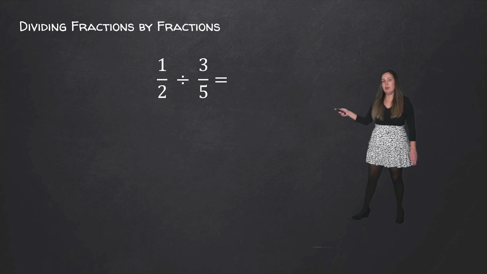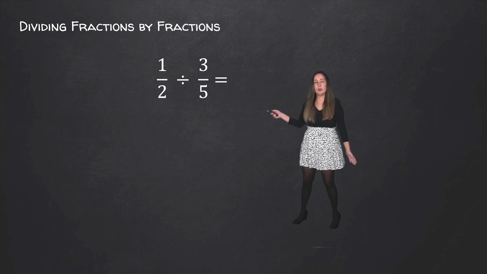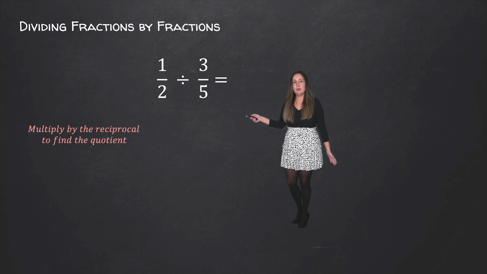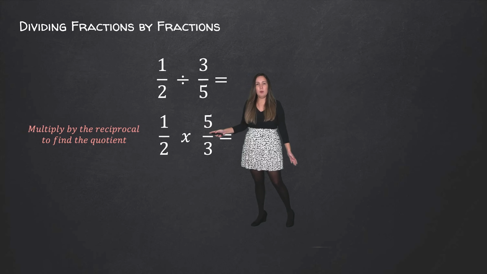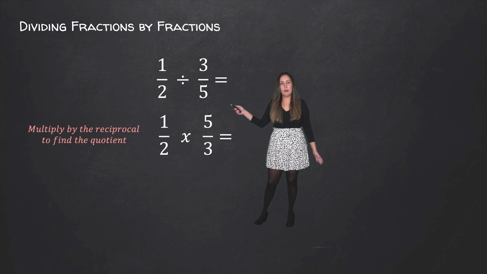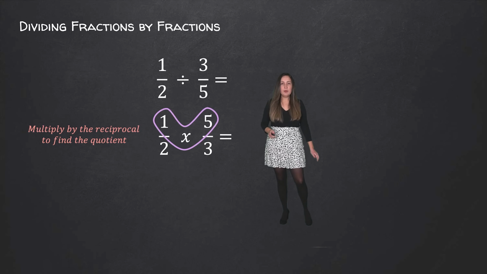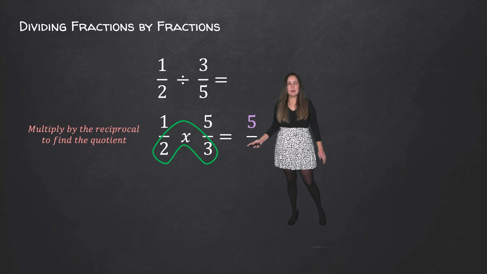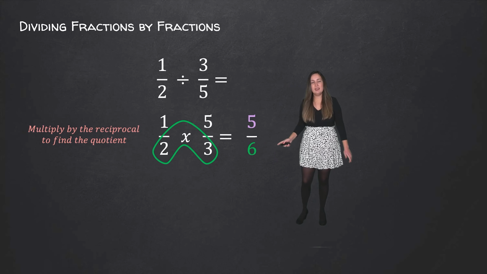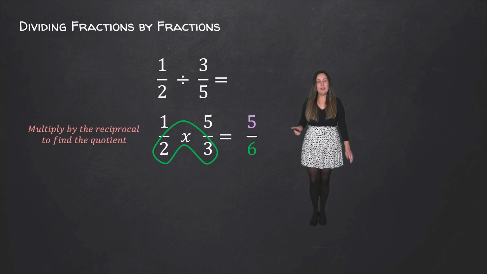So now let's take these fractions and divide them without our model. So we're going to take our first fraction, which is 1 over 2, and multiply it by the reciprocal of 3 over 5, okay? So numerator times numerator, 1 times 5 is equal to 5. Denominator times denominator, 2 times 3 is equal to 6. So we get 5 out of 6.